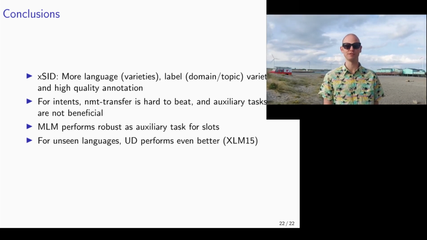performance. Overall, masked language modeling proved to be the most robust auxiliary task, whereas if your language was not seen during pre-training, universal dependencies perform better and are more efficient to train.